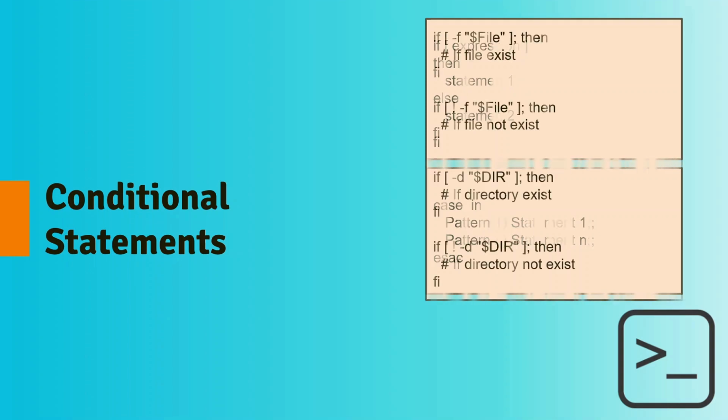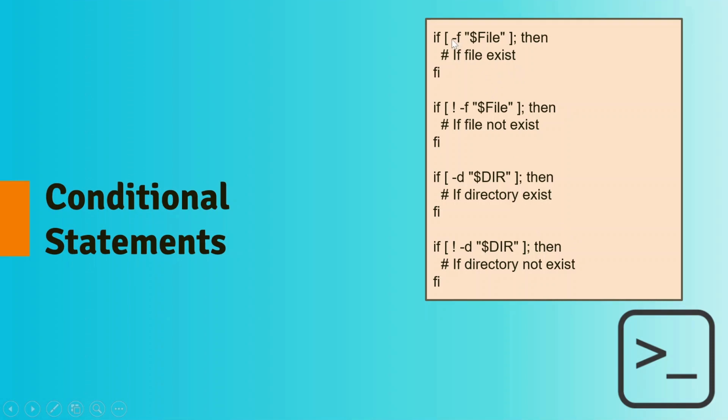Using conditional statements, we can also check for a file or directory. So with -f, we can check if the file exists, or with !-f, we can check if the file does not exist. If the file exists, we can execute the command. If the file is not there, we can execute the commands for that. And similarly with the -d option, you can check for a directory, and it is just similar to the -f option.